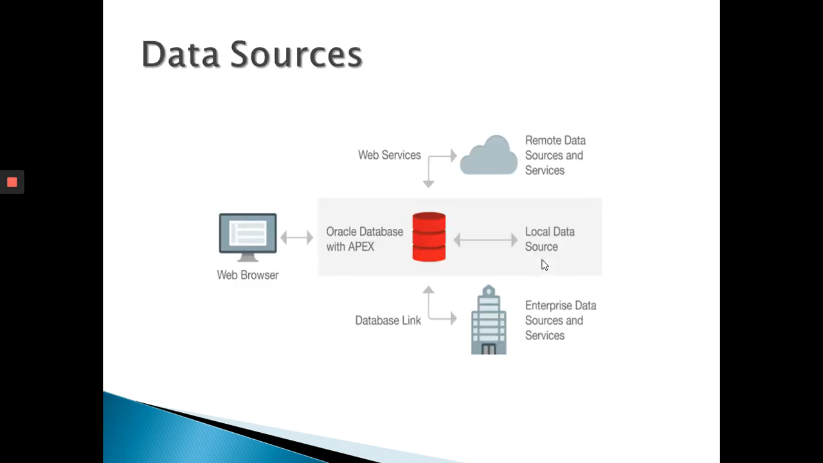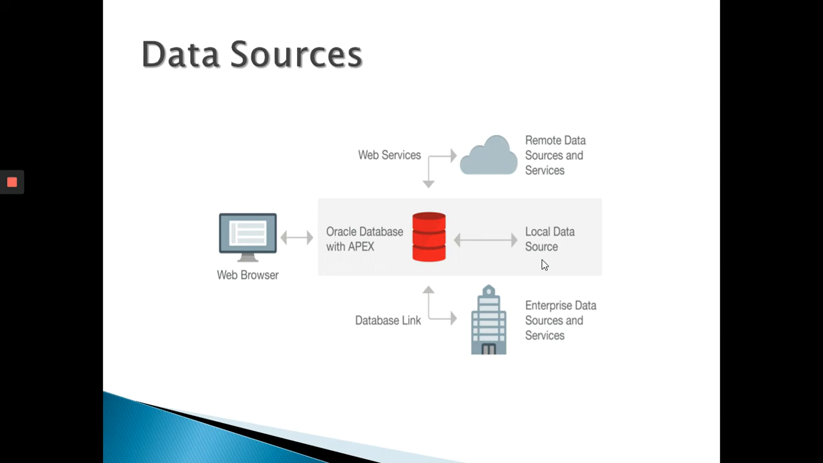Now some of the latest features that have been recently added, let's discuss that. One of them is multiple sources of data. In earlier releases, there used to be only one database source, called the local data source. But after release 18, multiple sources have been added, like web services as a data source and database link as a data source.